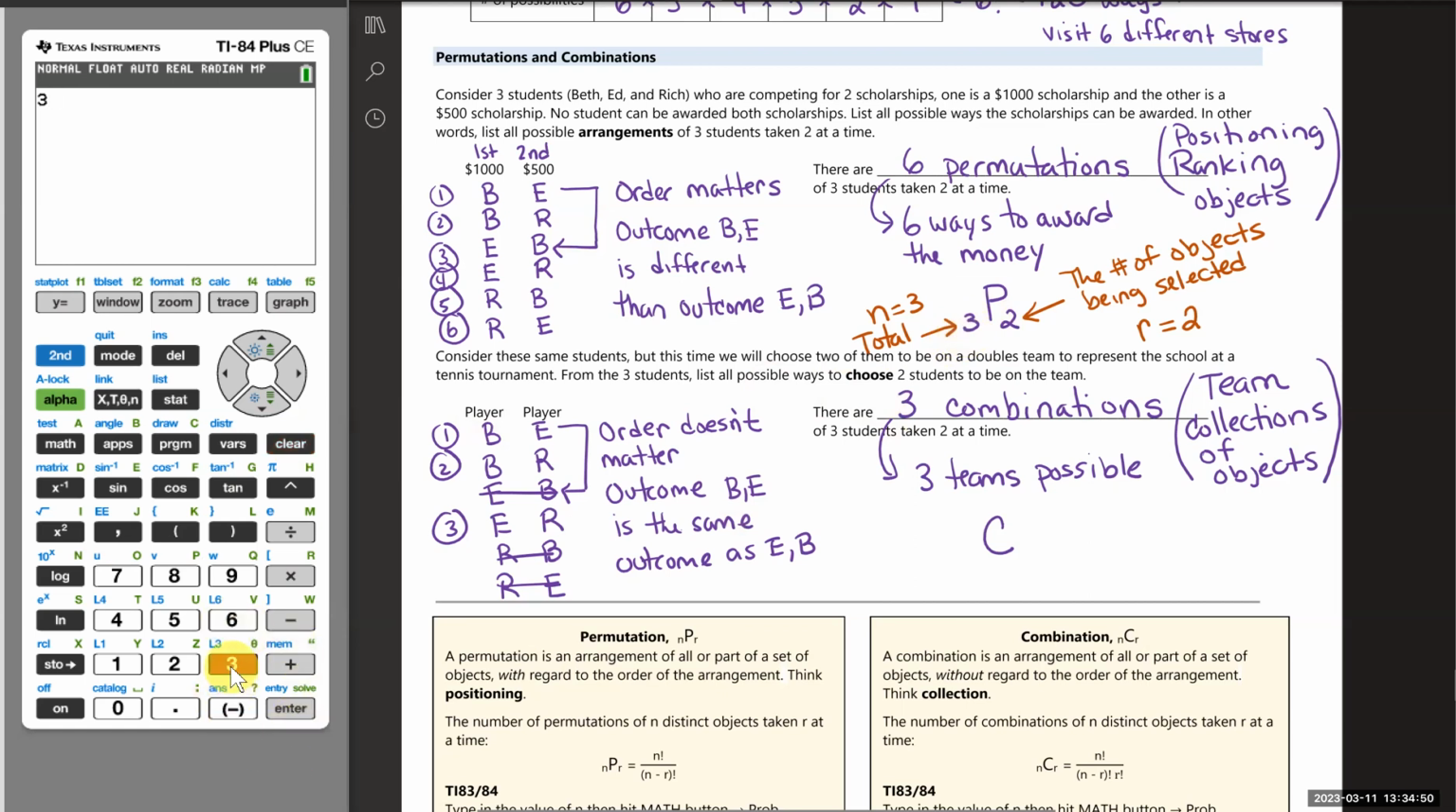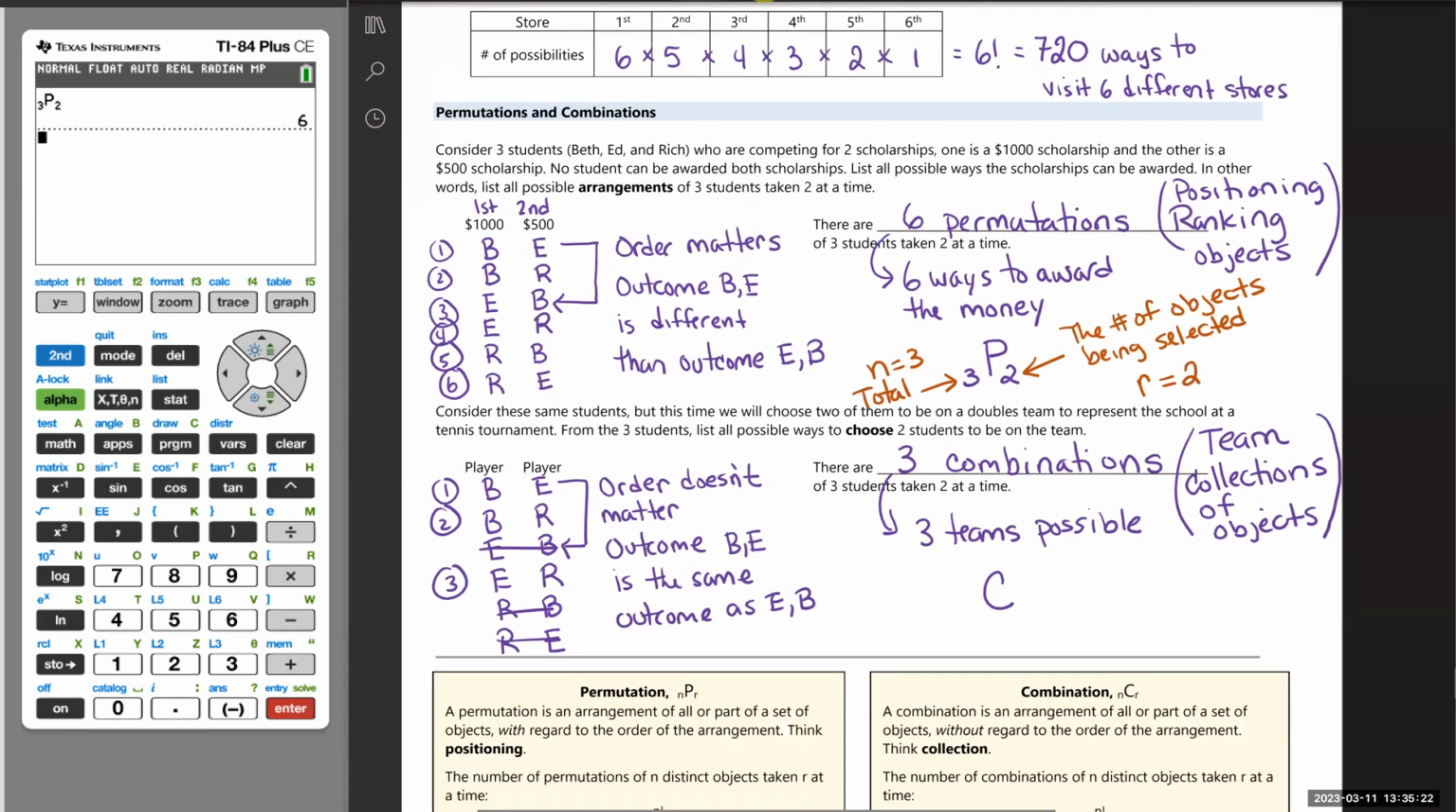So there's our 3. And then to get to permutations, you're going to hit your math button and then go over to probability, choice 2, nPr. So nPr, enter to get that on your home screen. And then type in the 2 and enter. And that's how you will get an answer of 6 without having to go through this list. So that value, I'm just going to write it up here at the top. 3P2 is our calculator's way of helping us out and giving us the answer 6.